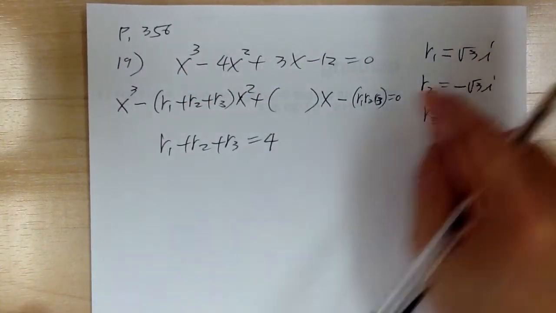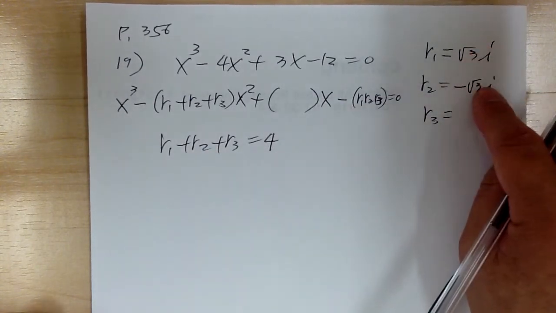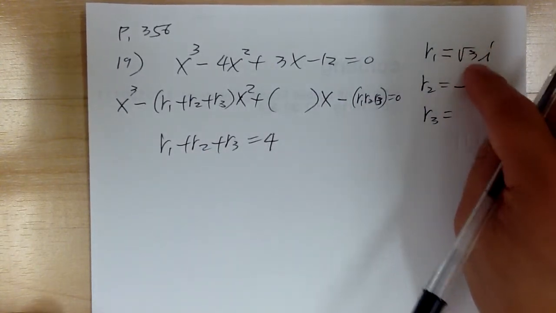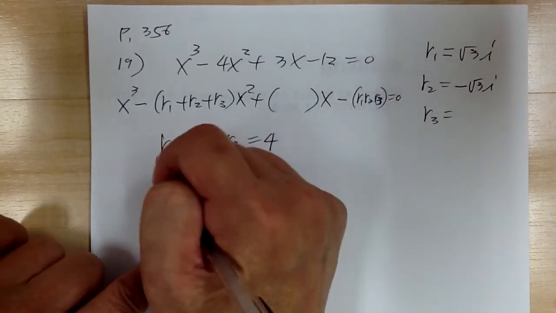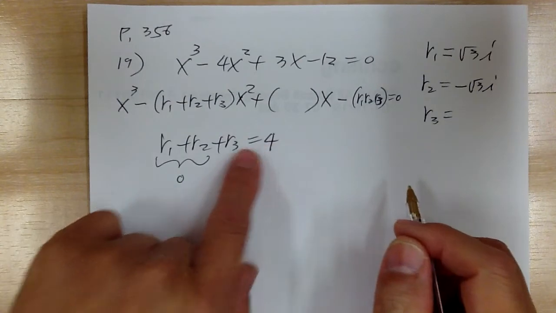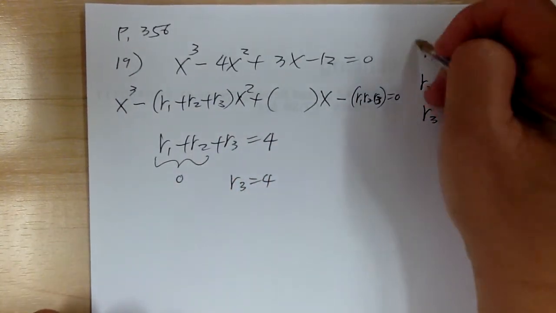Okay. Then after that you substitute in here, right? Well, R1 plus R2 is going to equal 0 because they're conjugates and they cancel out. Okay, so this is going to give you 0. Okay, so right away from here you can see R3 equals 4. Okay, so equal to 4 and that's it.